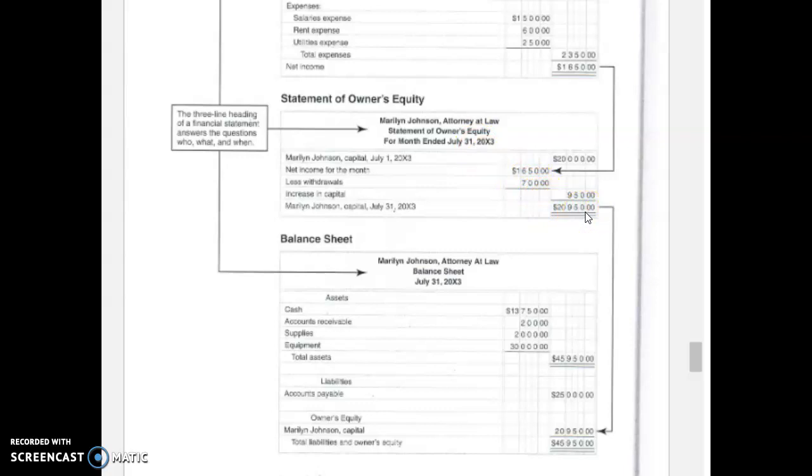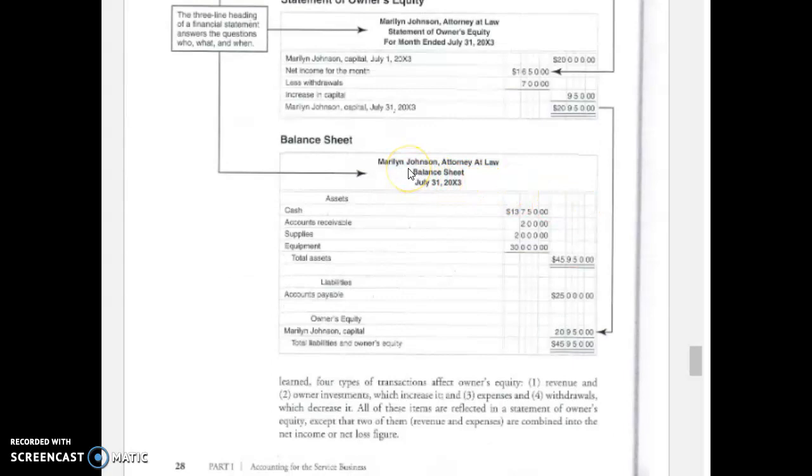Now, the third financial statement that you prepare is the balance sheet. And the reason it comes third is the ending capital will show up on your balance sheet. So you have to prepare the statement of owner's equity before you prepare the balance sheet. And again, the balance sheet has the 3 lines on the financial statement identifying it. It has the name of the business, it has the name of the financial statement, and this is a balance sheet, and it has the date it was prepared as of this day.